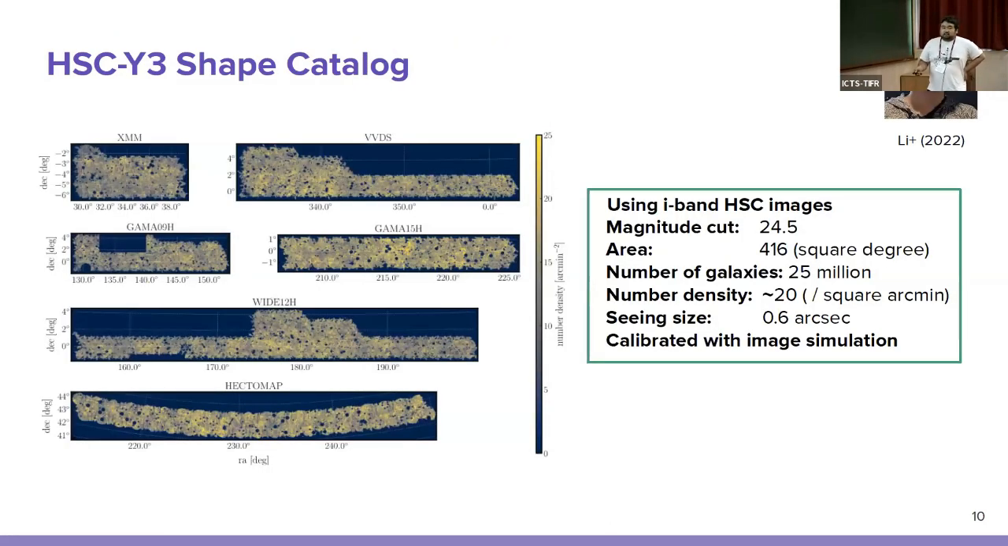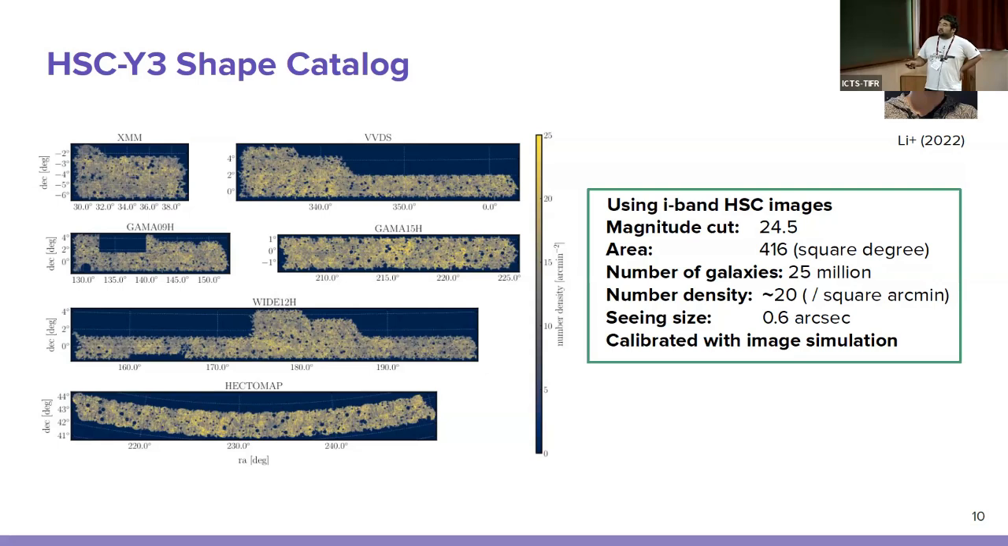And so, as I said, the shape measurements are important. So we did a really careful construction of this shape catalog. The 400 square degrees is divided into 6 fields, as shown here. We created a shape catalog based on the images of the I-band. The magnitude cut is 24.5, and the area is again 416 square degrees. The number of galaxies we got is 25 million galaxies, and the effective number density is about 20 per square arcminute. And the seeing is again 0.6 arcsecond.